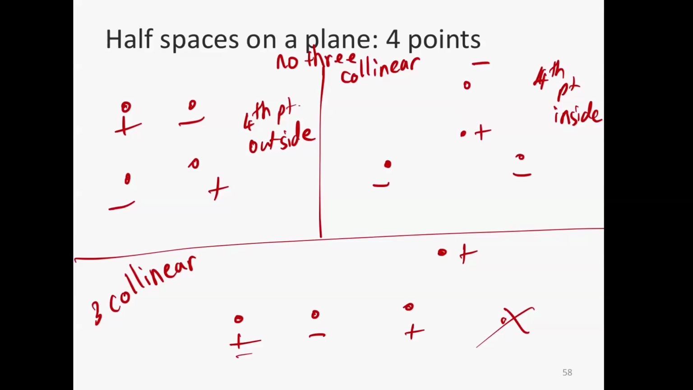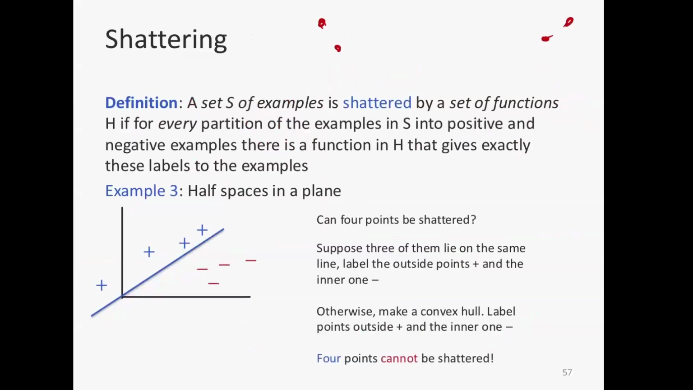What if all four are the same? When I say 4 points, it's a set. If all 4 points are the same label. But that's the thing. This is where the definition of shattering comes in. For something to be shattered, every single partition into plus and minus has to be matched. Even one bad labeling means that it cannot be shattered.